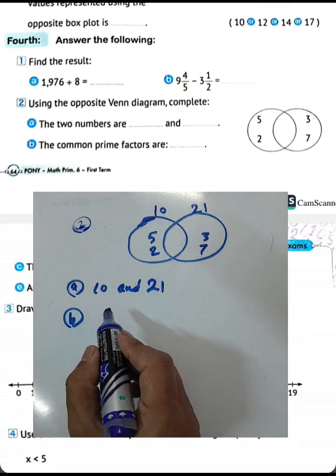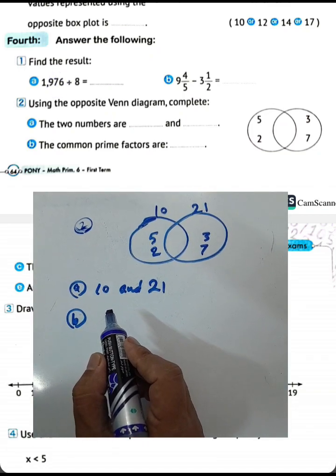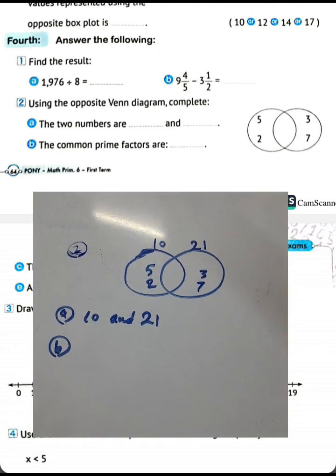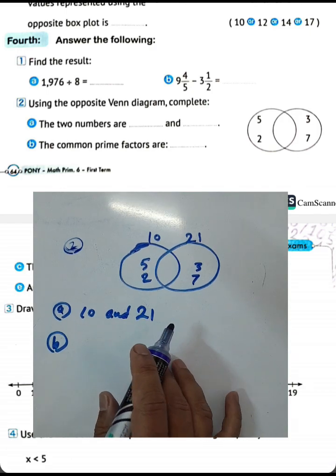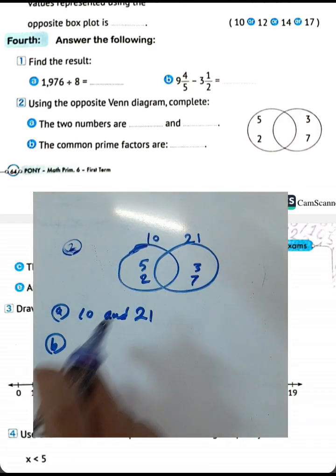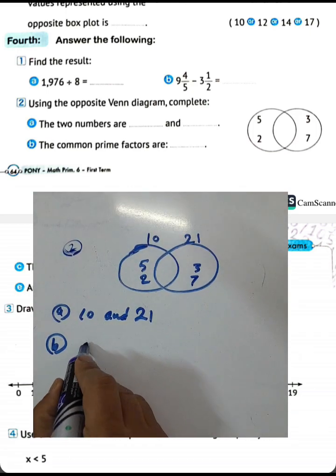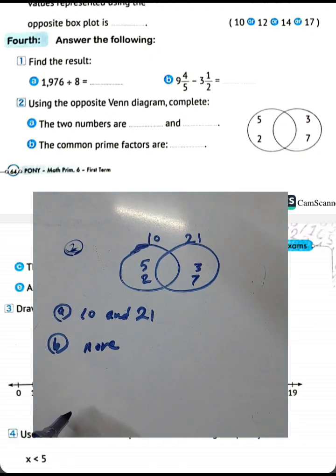Letter B. Okay, we have the first question, and the second question. In the first question here, we want to find the common prime factors between two numbers. I will solve. The common prime factor between them here, we haven't any common factor between them, then the result will be none. We haven't here any common prime factors.